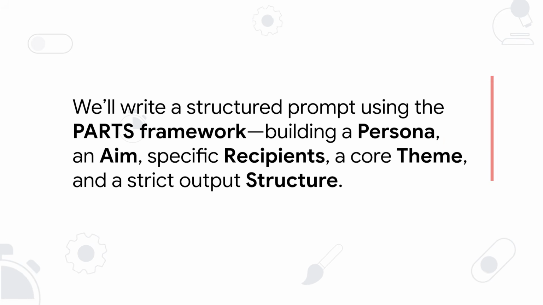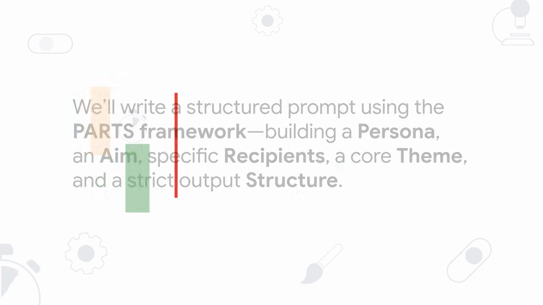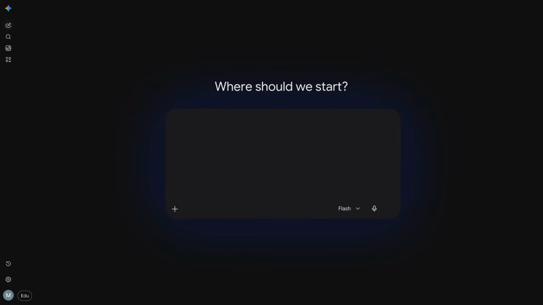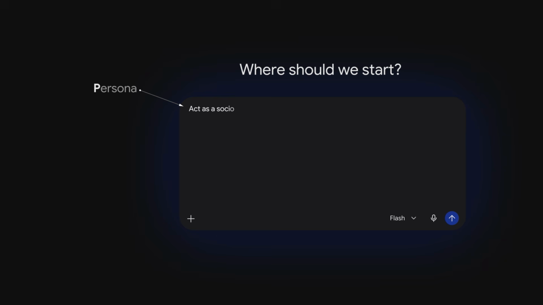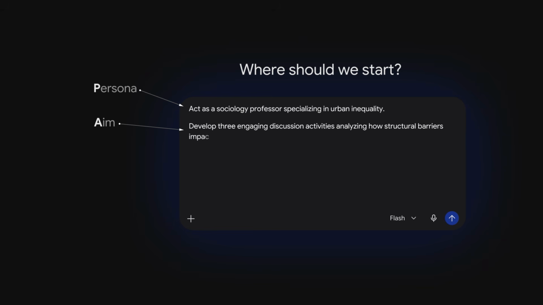We'll write a structured prompt using the PARTS framework, building a persona, an aim, specific recipients, a core theme, and a strict output structure. In Gemini, enter this prompt. Act as a sociology professor specializing in urban inequality. Develop 3 engaging discussion activities analyzing how structural barriers impact social mobility in metropolitan areas.